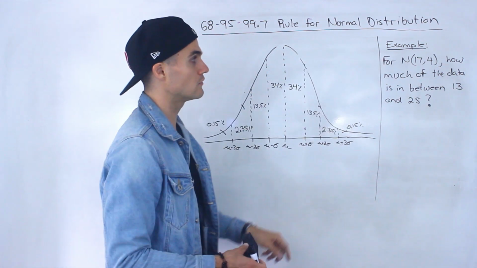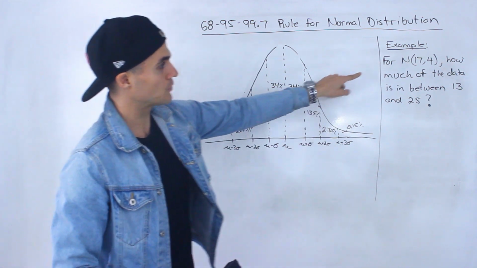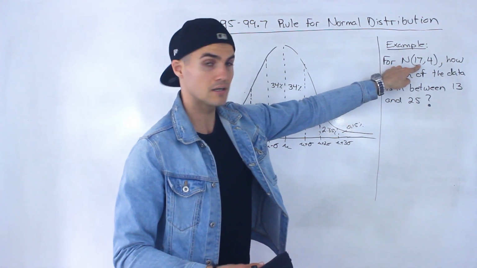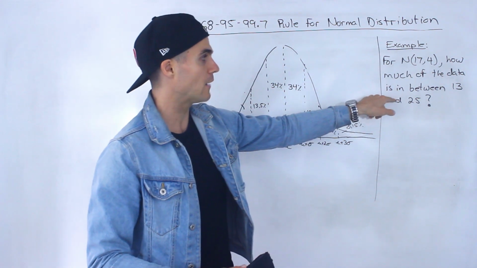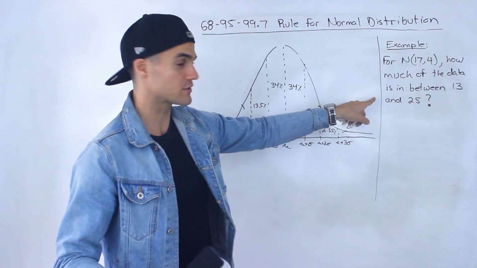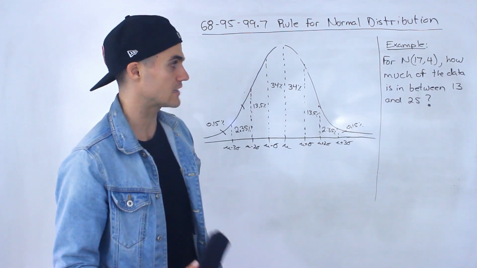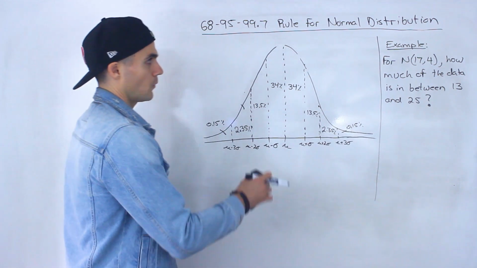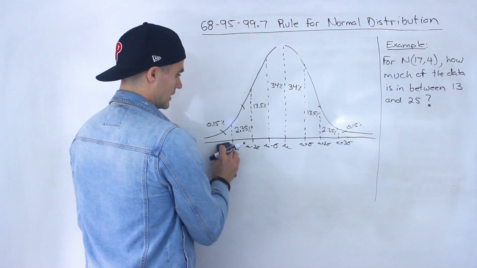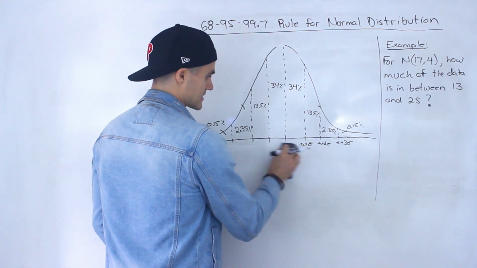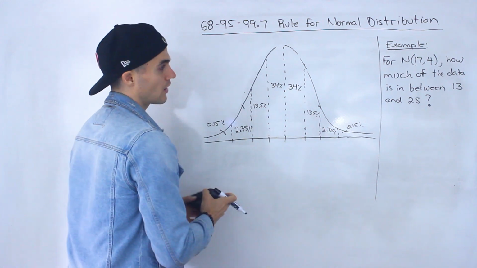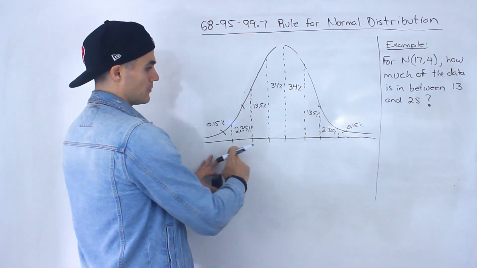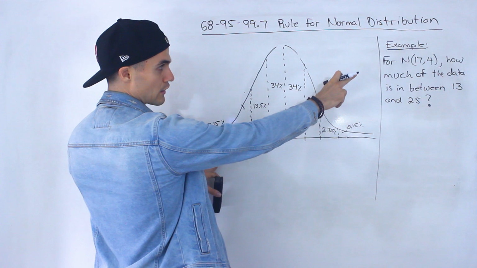This is going to be one of a few. So notice that we're told for a normal with a mean of 17 and a standard deviation of 4, how much of the data, or what proportion of the data, is in between 13 and 25? Well, let's fill in this x-axis. These are also called z-scores. We're going to talk about that in a future video. But let's fill in this axis with those parameters.